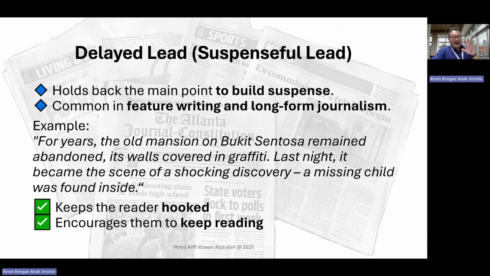The hook is kind of investigative. It's kind of mystical, and wants you to delve deeper into the story. It encourages you to read more. And when you read more, you find that a missing child was found inside. Then you're going to read about the 5W1H of the child itself. You know what I mean? That's the delayed lead, the suspenseful lead, good for long-form journalism.